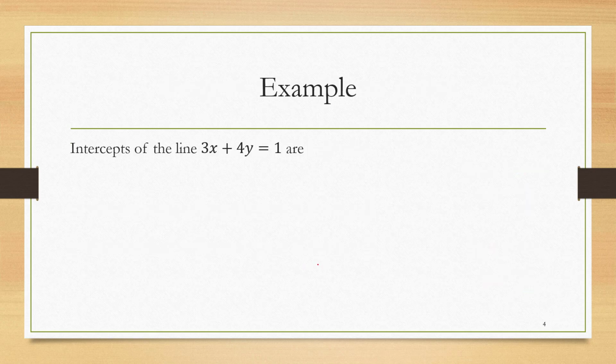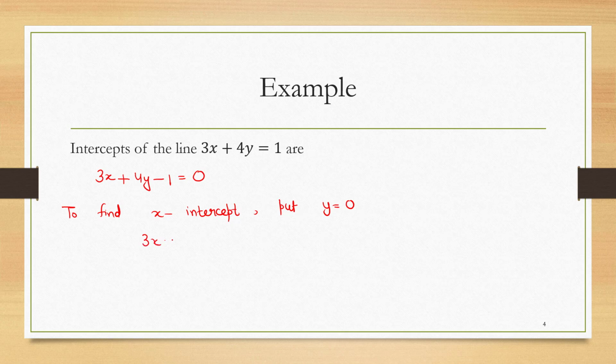Let's do a question. The intercepts of the line 3x plus 4y is equal to 1, we have to find. So let's see. The equation of the line is not in the general form, so first of all, we are going to write it like this so that on the right side there is only 0. Now to find x-intercept, we put y equal to 0. If we put y equal to 0, we get 3x minus 1 equal to 0, or x equal to 1 by 3. So x-intercept is 1 by 3.